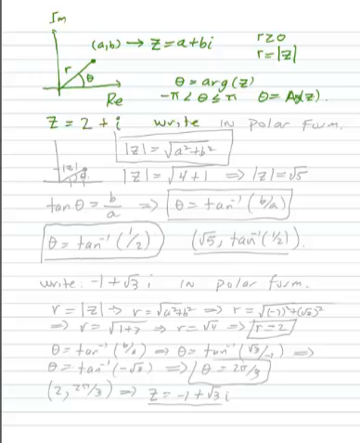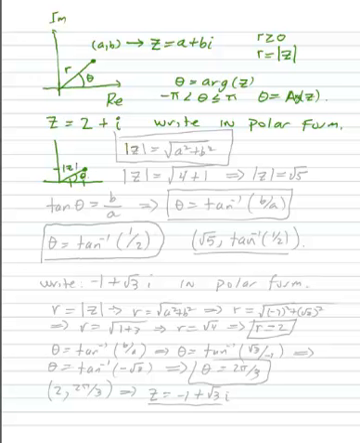So for example, the question says we want to write the complex number z as 2 + i in polar form. Well, we want to identify, here's the geometry. Here's our coordinate system. Here's 1, 2, and i. So there's our angle theta and our modulus of z.